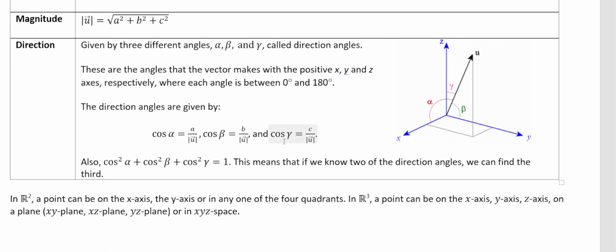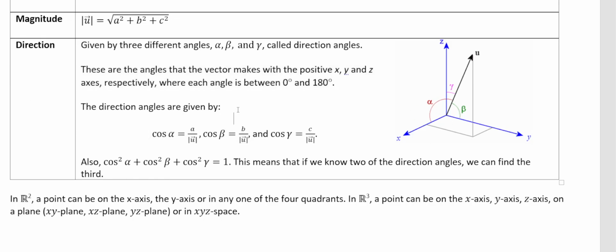And given the 3 different angles, alpha, beta, and gamma, called direction angles, these are the angles that the vector makes with the positive x, y, and z axes respectively, where each angle can only be between 0 and 180 degrees. Okay, so these are the angles that they make with the respective x, y, and z axis. You can see a diagram right here.